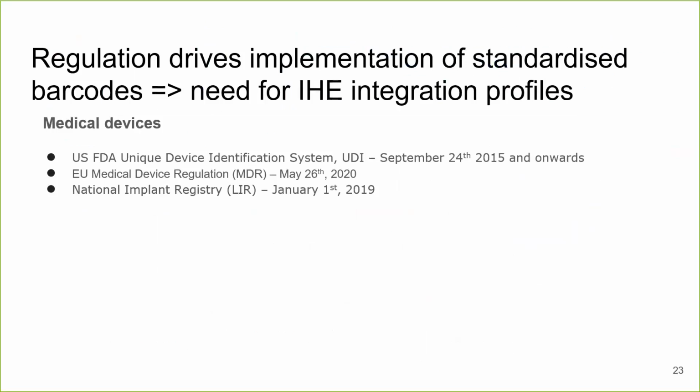If we have a look at medical devices, here are three regulations that have come out recently. One is in the US. It started already in 2015, saying that all implants need to have a so-called UDI, Unique Device Identifier, on the package of every implant. In Europe, we have the same, and some more regions are following. And in the Netherlands, we have a so-called National Implant Registry, which mandates that certain kinds of implants must be registered by scanning the UDI.